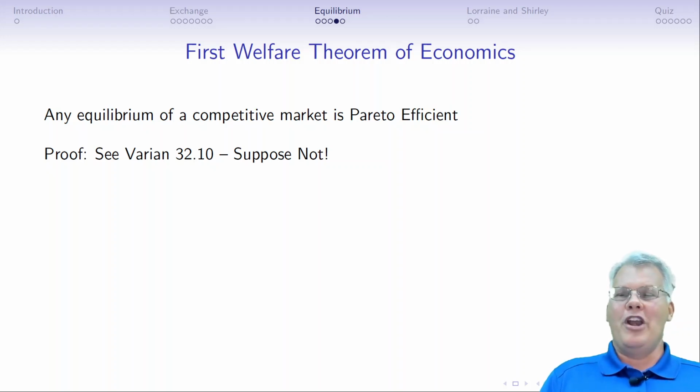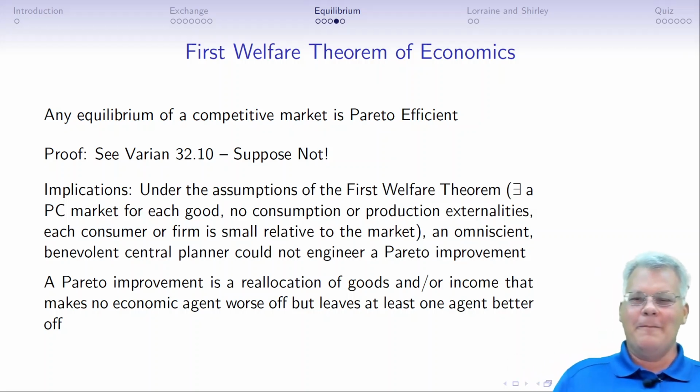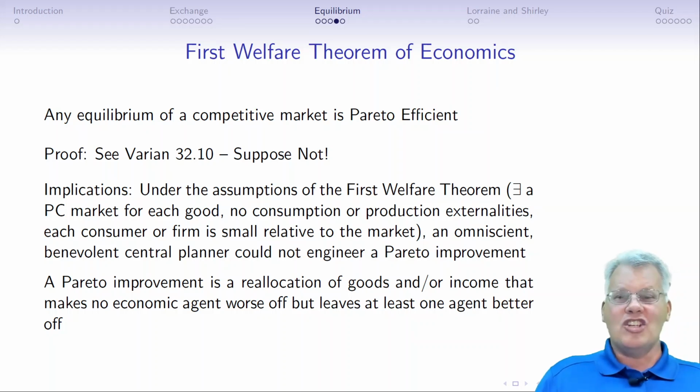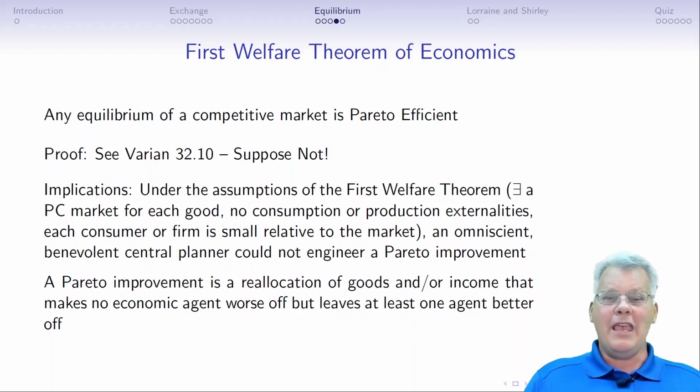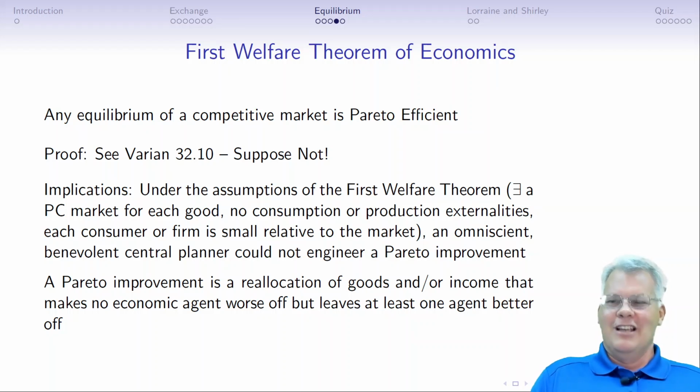So if it was not an equilibrium, then we've, in essence, proved by contradiction that any equilibrium of a competitive market is Pareto efficient. So to descend from the mountaintop a little bit, the implications of the first welfare theorem would be that under the assumptions of the first welfare theorem, and Varian was actually a little bit light. You know, we made these simplifying assumptions of two goods and two consumers.